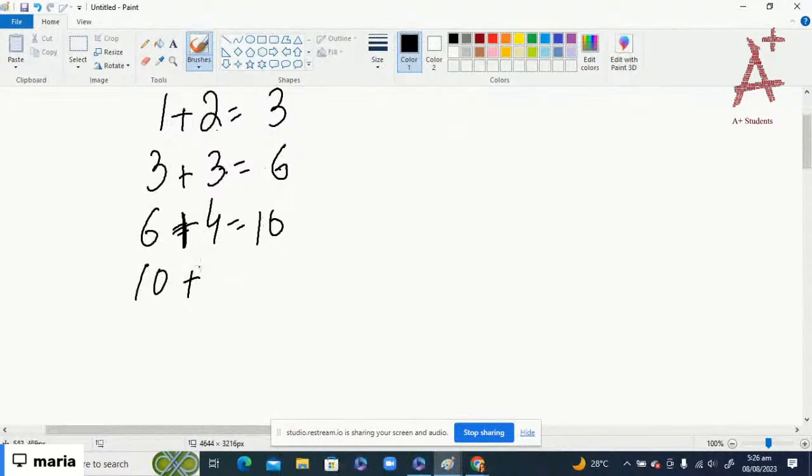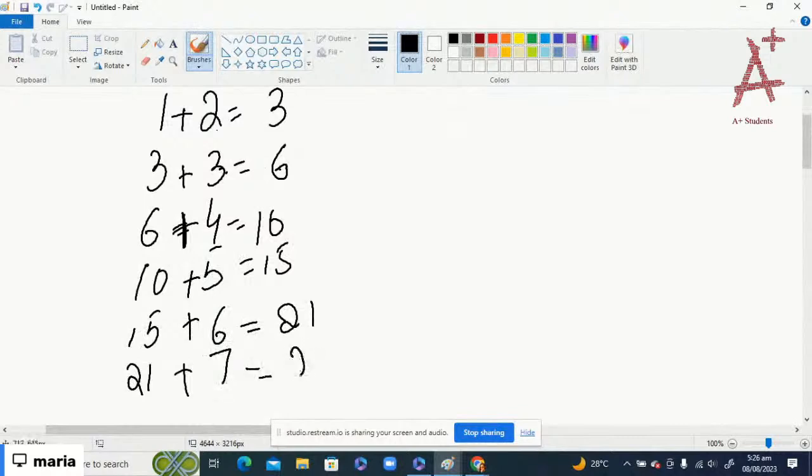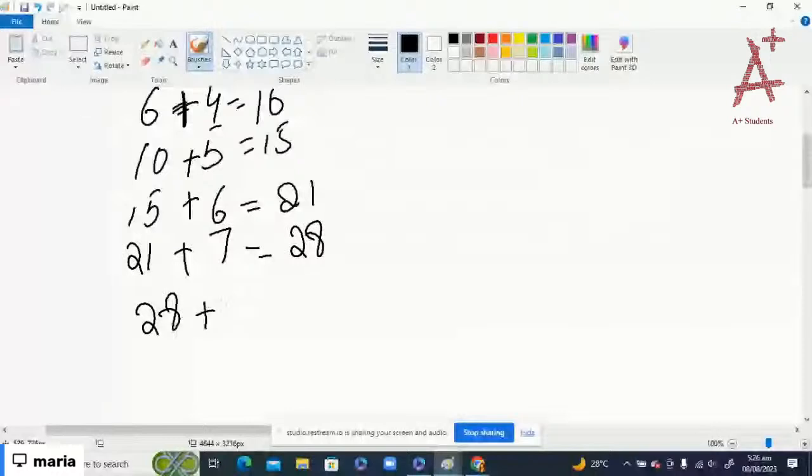What's the next number we're going to put? That is 5. 10 plus 5 is 15. Then we write 15 plus 6, that is 21. 21 plus, after 6 it's 7, that is 28. Here is 28 plus, after 7, what's the next number? It's 8. 28 plus 8 is 36.